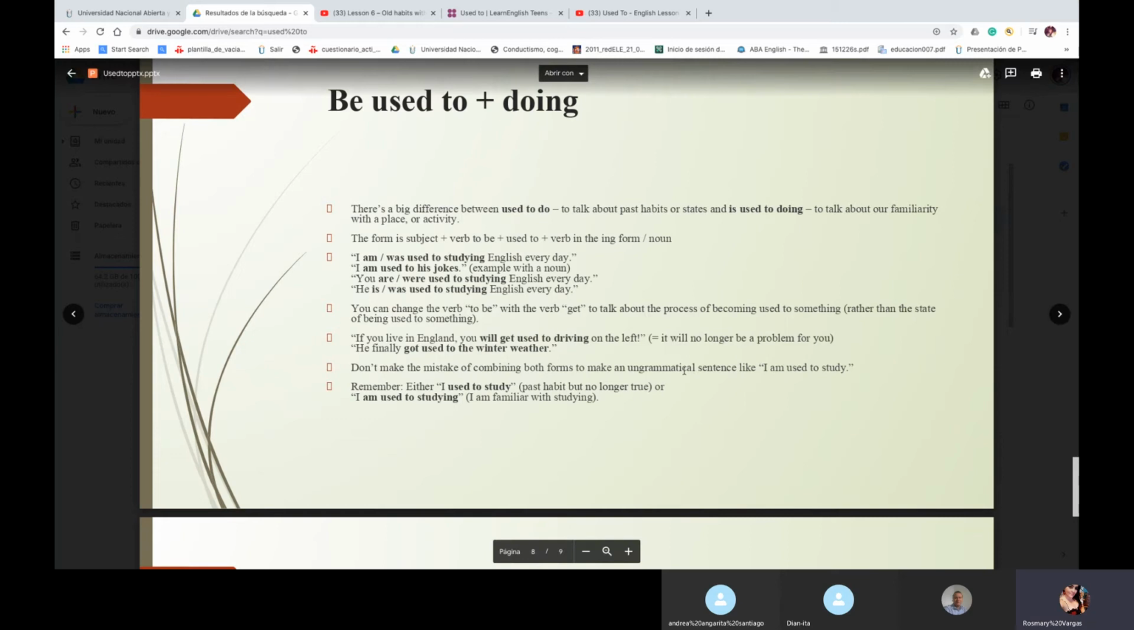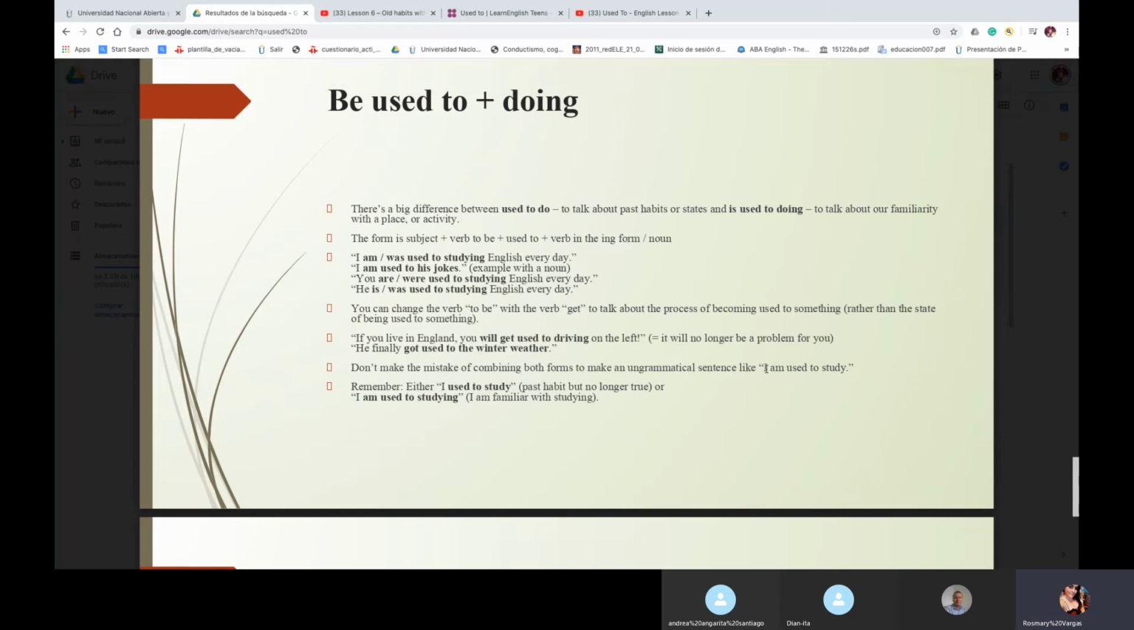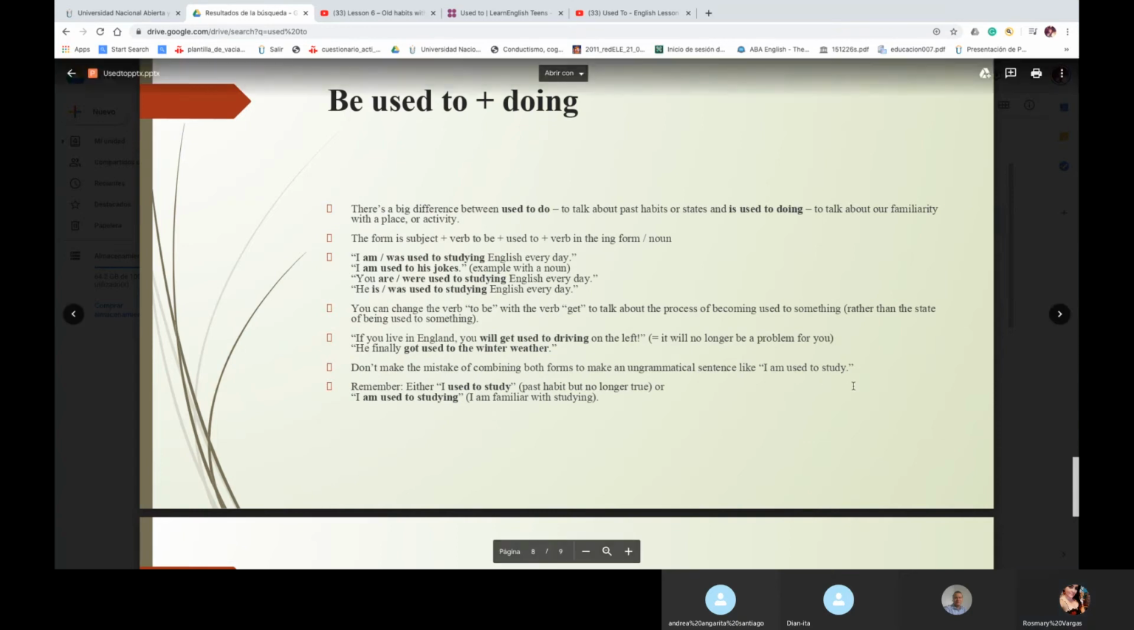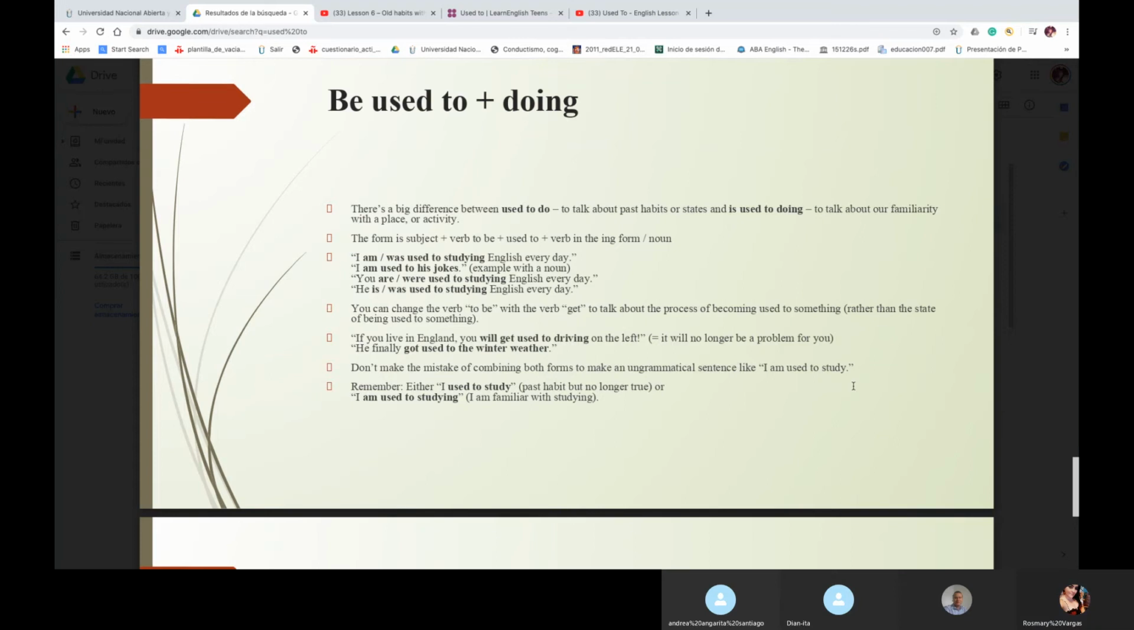This is a common mistake: we can say "I am used to study." No, "I am used to studying" is the gerund. Okay. Oh, "I used to study" is pasado. All we have to keep in mind is that it's past. If we say used to, it's past. We are relating to something that is in the past.